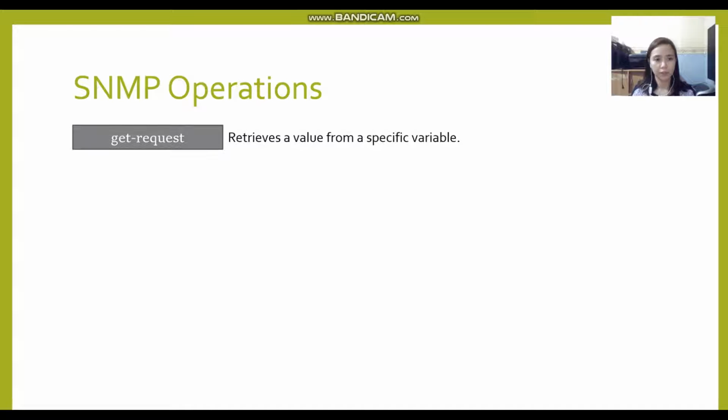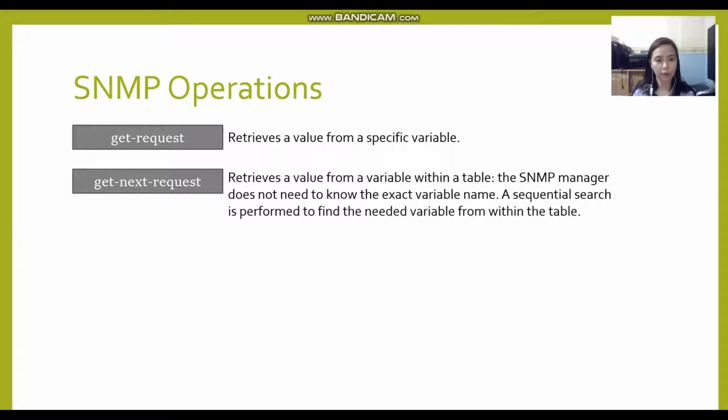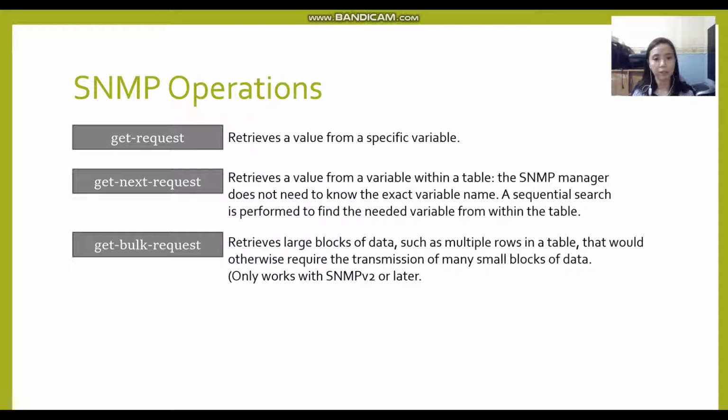SNMP operations. Get request retrieves a value from a specific variable. Get next request retrieves a value from a variable within the table. The SNMP manager does not need to know the exact variable name. A sequential search is performed to find the needed variable from within the table. Get bulk request retrieves large blocks of data, such as multiple rows in a table, that would otherwise require the transmission of many small blocks of data. It only works with SNMP version 2 or later.